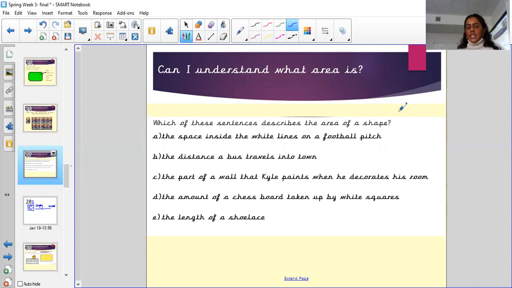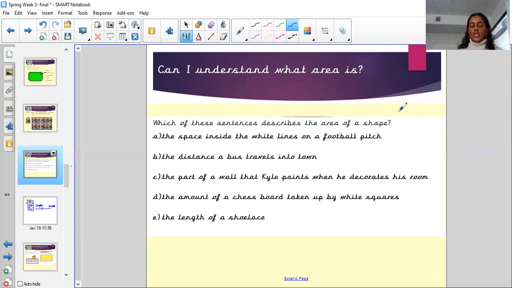The part of a wall that Kyle paints when he decorates his room, yes, that is the area, because if you had a big wall and you painted one part of the wall, that would be an area that is painted. So yes, that does describe the area. D, the amount of chessboard taken up by white squares. Yes, that is the area because we're measuring the space within the shape of the chessboard itself.